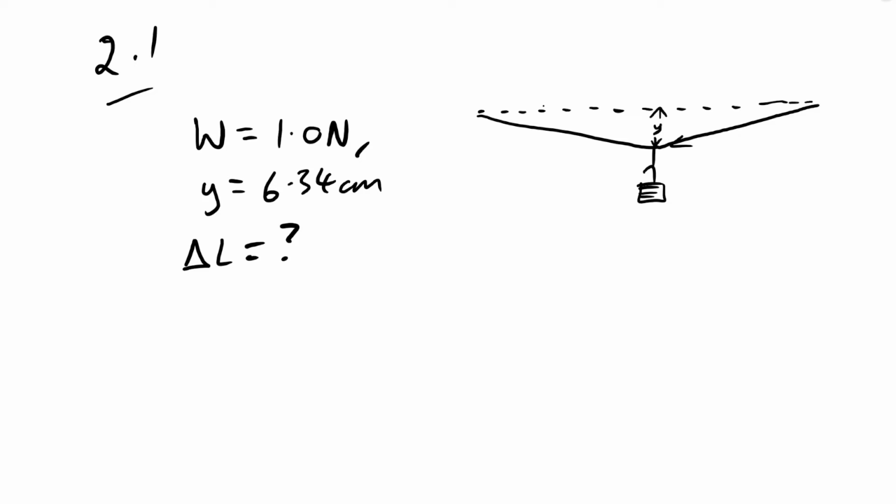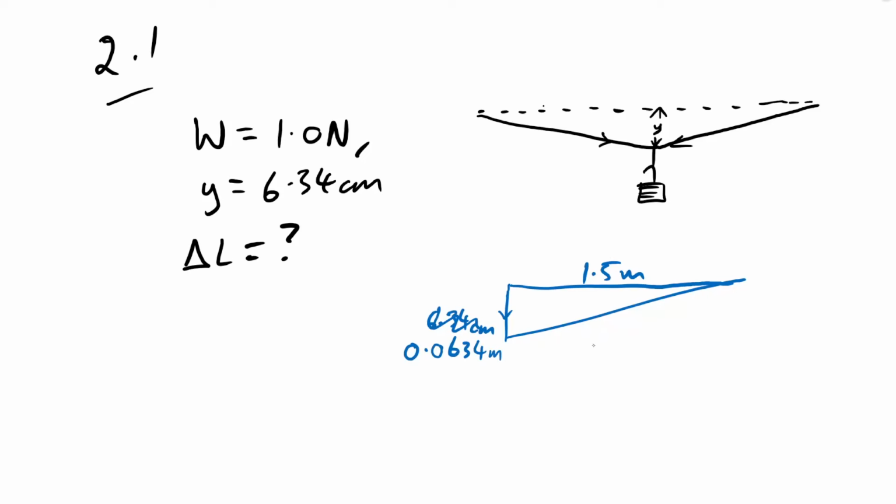So I guess actually we should be treating it as 2 separate wires and then adding it up. So we should be looking for the extension in both. So the first bit is easy. We just have to treat it as a triangle. So we say that this here is 6.34 centimeters. This here is 1.5 meters. So I guess we should turn this into meters, divided by 100. So therefore we're just looking for the hypotenuse.